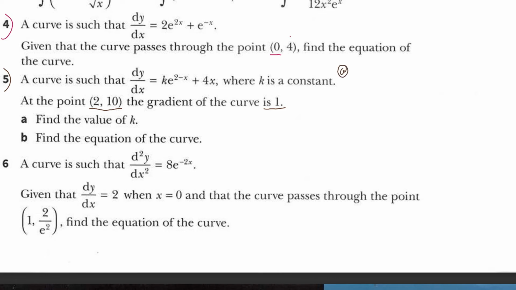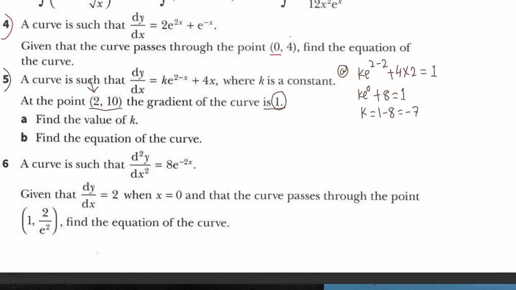So the x value we are going to put in this expression is 2 and the dy by dx value given is 1. Let me try. It is k e to the power 2 minus x, where x value is 2 given, plus 4 into 2 equals the gradient given, which is 1. So our value is k e to the power 0. Again here e to the power 0 equals 1. So we can write k equals 1 minus 8, which is minus 7.